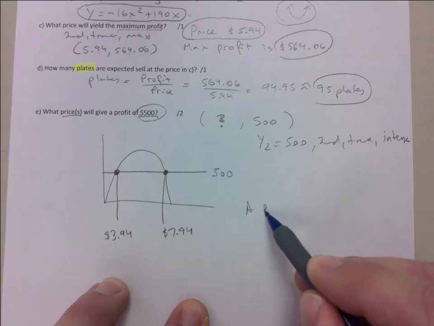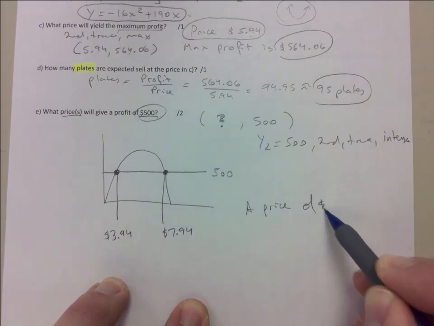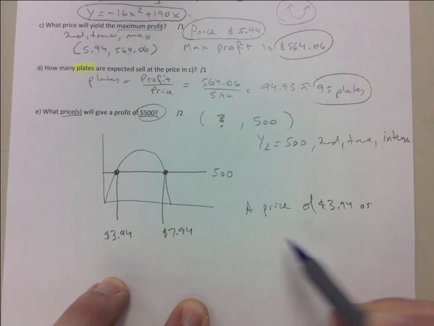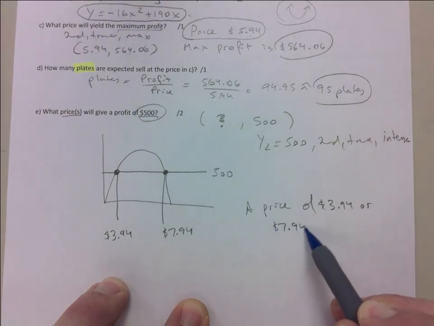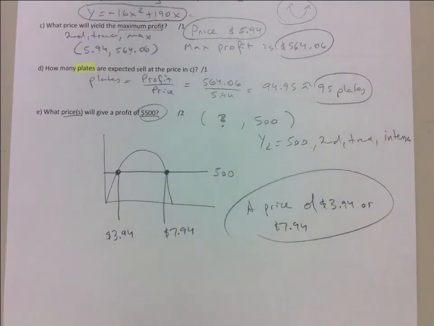So a price of $3.94 or $7.94 will get you that profit of 500. Okay.